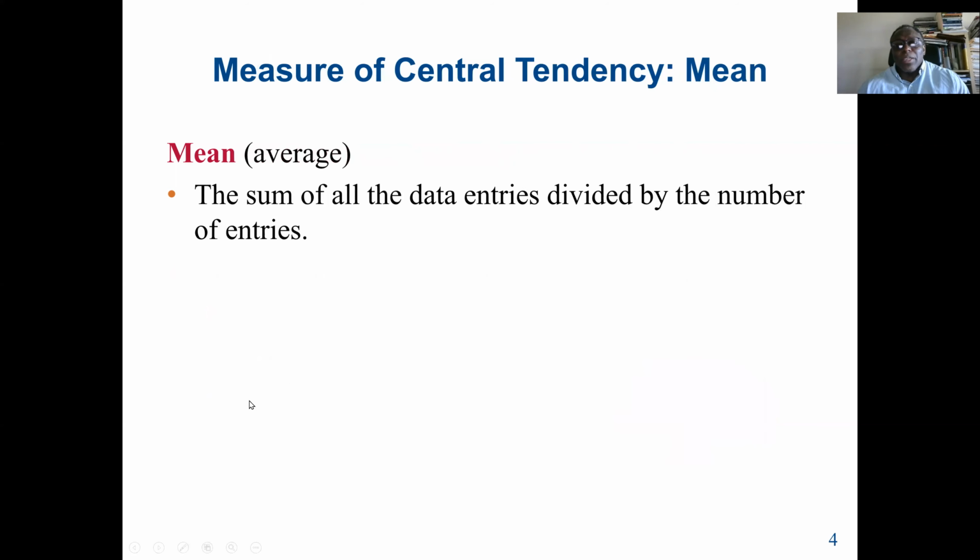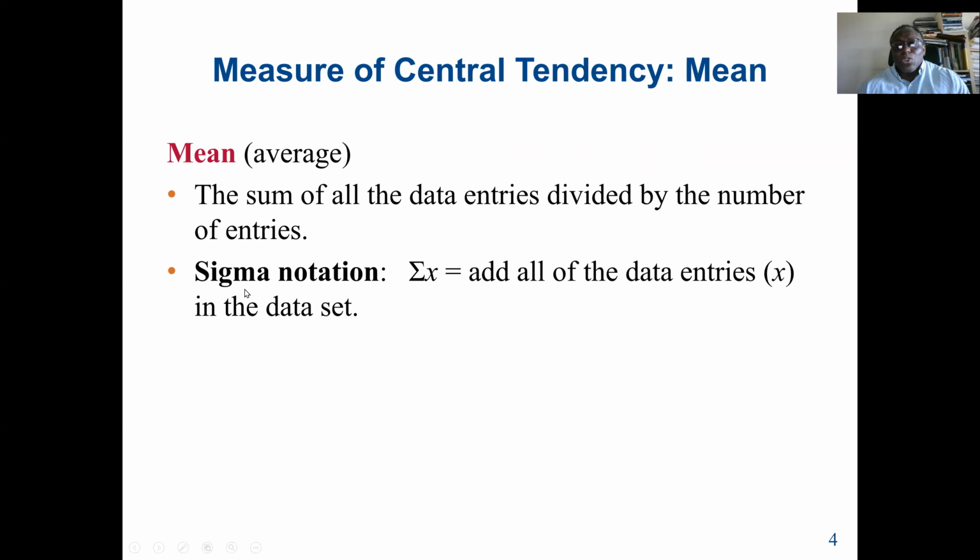So again, let's start with the mean. So the mean also is called the average. And how do we find the mean of a data set? We normally add all the values together, then we divide by the number of values. So here we say the sum of all the data entries divided by the number of entries. And now we use the sigma notation. The sigma notation is a symbol that represents the sum of everything. So if I have sigma x, it means add all the entry values, which are x values in the data set. So sigma notation is the sum of everything.